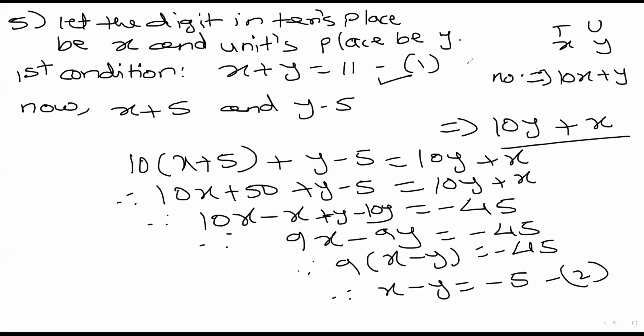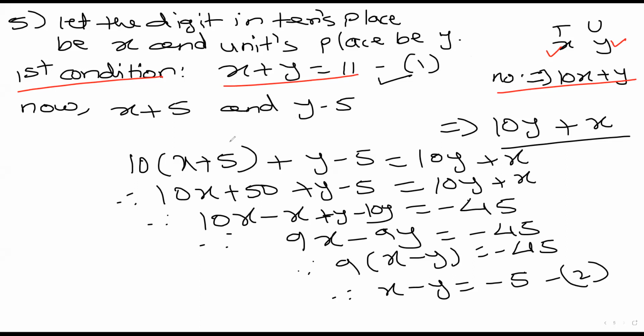Listen carefully. Let's start with the beginning. Let the digit in the tens place be x. Let the digit in the units place be y. So what is the original number? 10x plus y. Got it? Now, according to the first condition given in the problem, the sum of the digits of the number is 11. So you get x plus y is equal to 11. Equation 1.